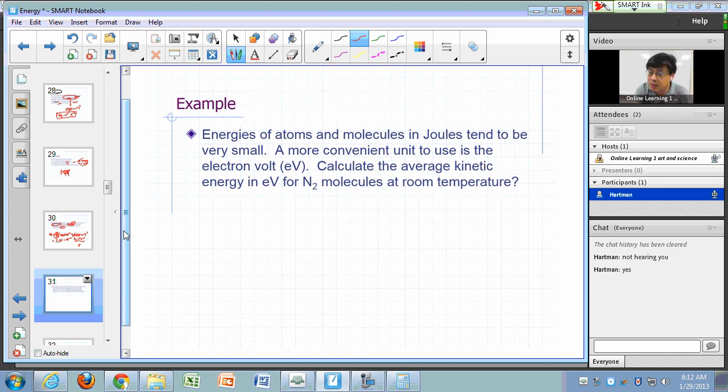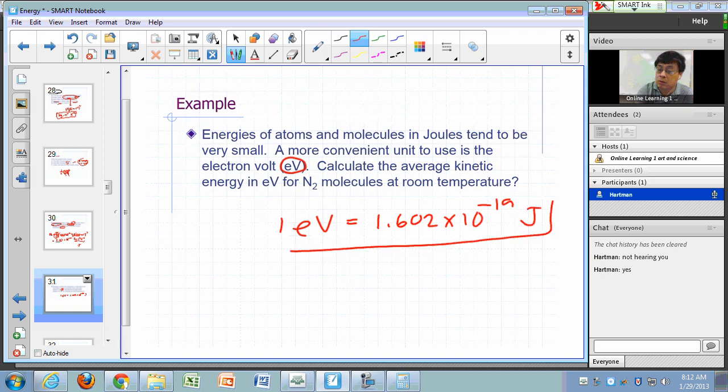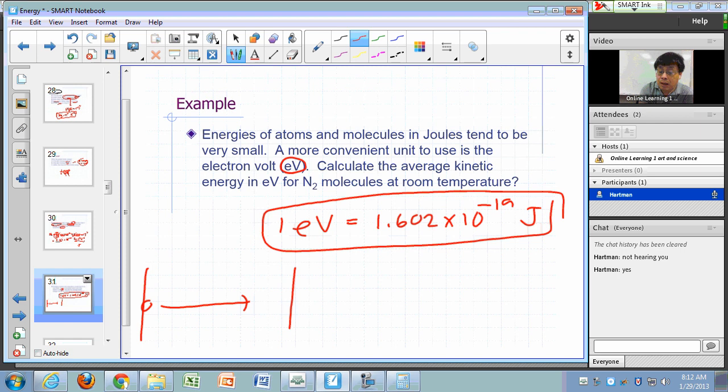21. Anytime you're dealing with energies of atoms and molecules in joules, they tend to be very small. So a convenient unit you need to be familiar with, something we use a lot, is the electron volt. 1 electron volt is defined to be 1.602 times 10 to the negative 19 joules. That's actually the kinetic energy that an electron gains if you were to put it between parallel plates that have a 1 volt potential difference between them.